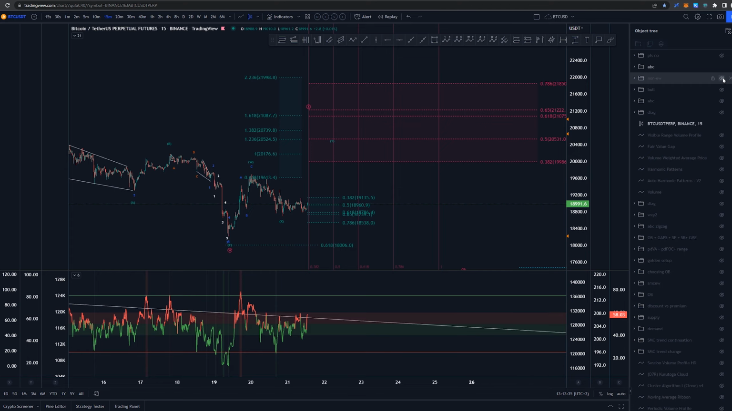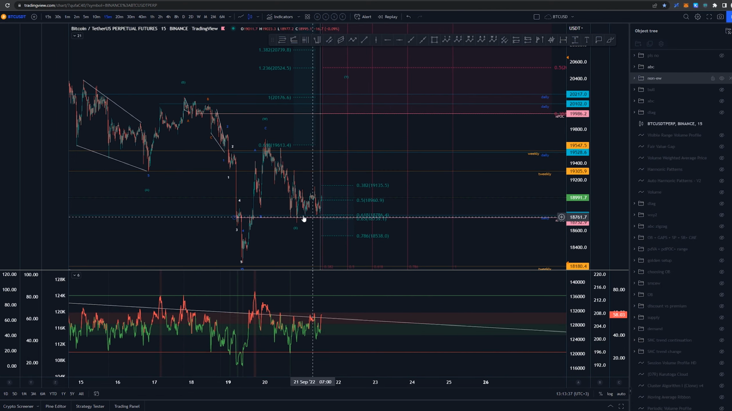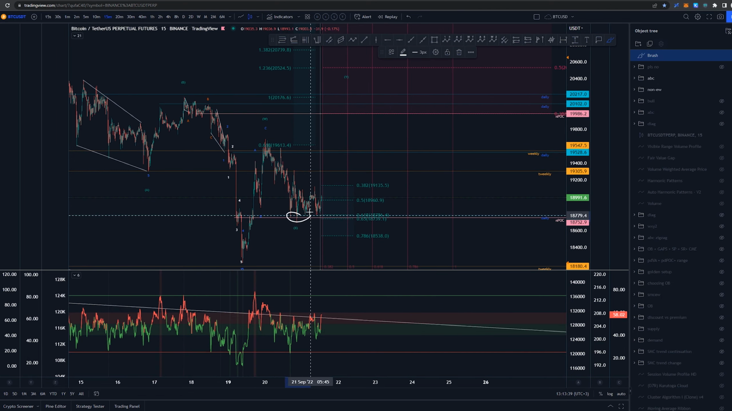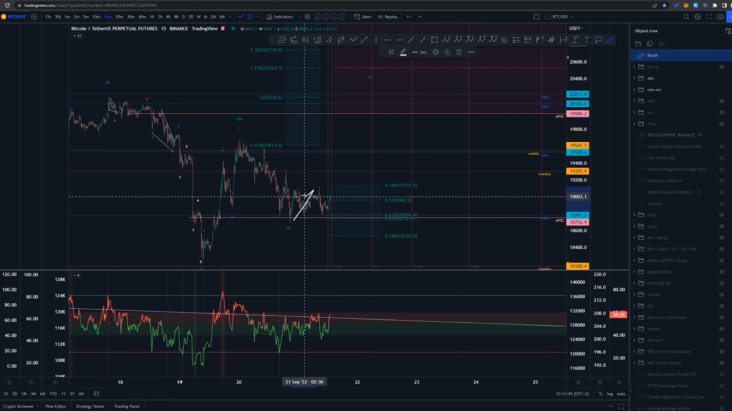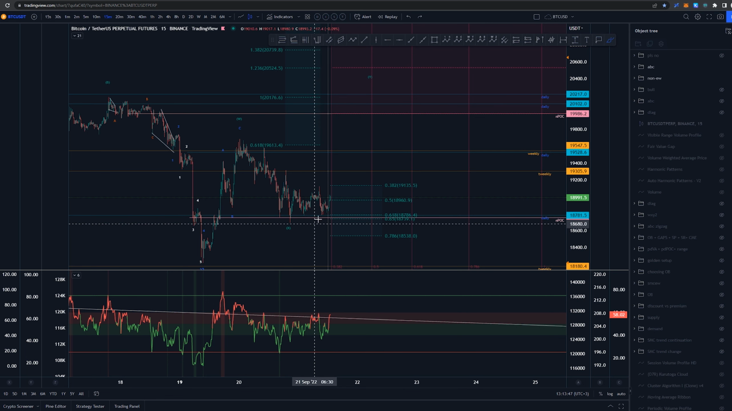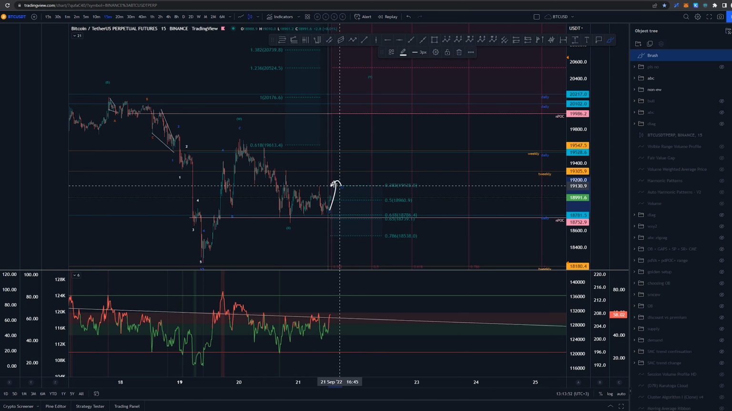Now, this was the setup that we were talking about yesterday, getting back to the golden pocket with the daily and naked point of control. We did not really get too much out of it. I'm still in that long setup, but we still haven't pumped yet.